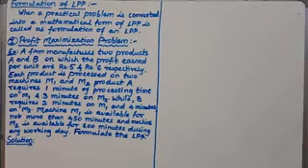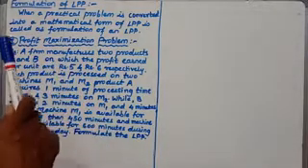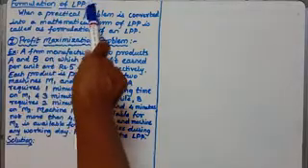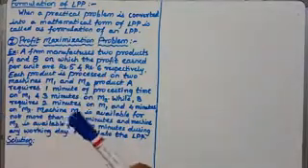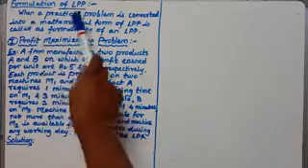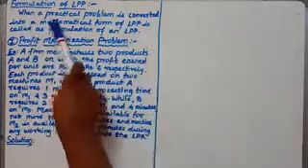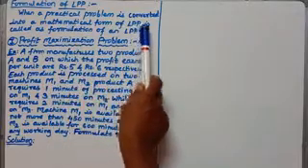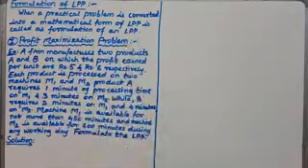Dear students, today we will see the formulation of LPP. As I said yesterday, when a practical problem is converted into a mathematical form of an LPP, it is called the formulation of an LPP. A real world problem is given to us and we reduce it into an LPP. Such a method is known as the formulation of an LPP.